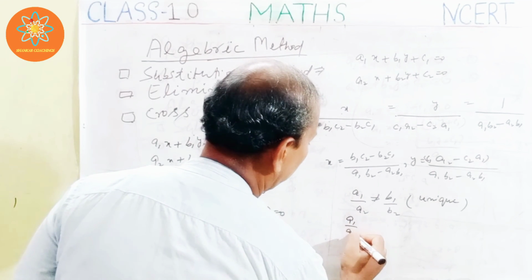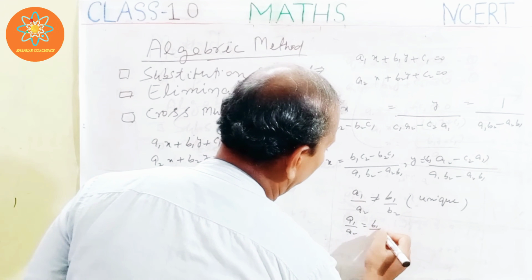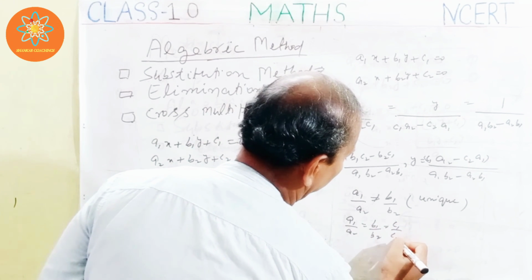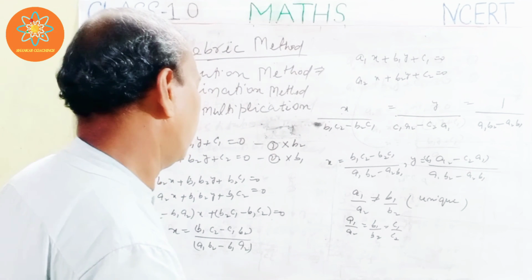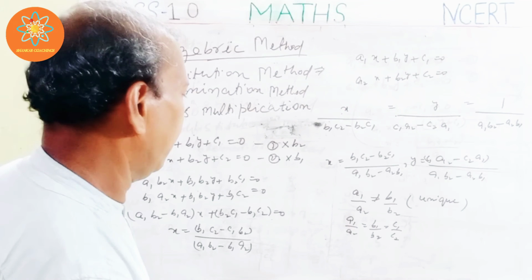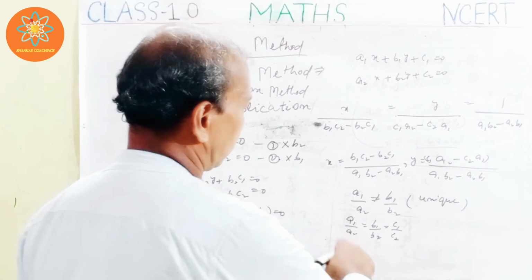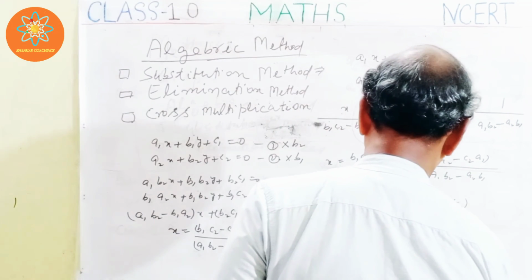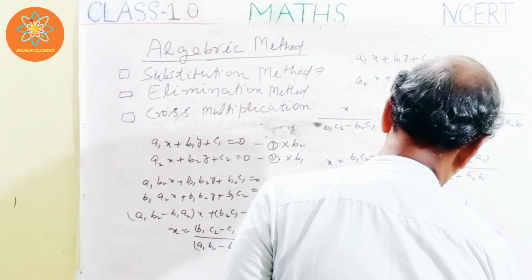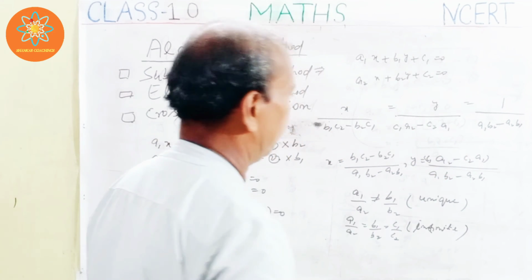When a1 by a2 is equal to b1 by b2 is equal to c1 by c2, in this case how many solutions will be there? So this is constant, so infinitely many solutions will be there.